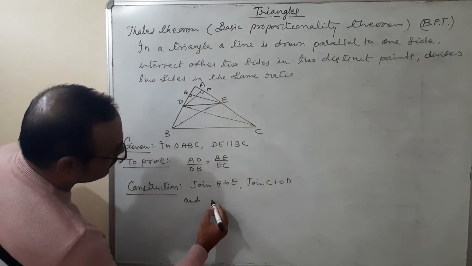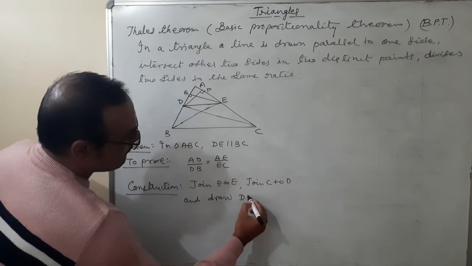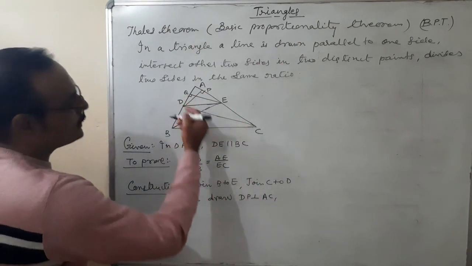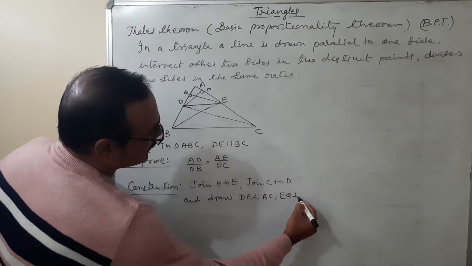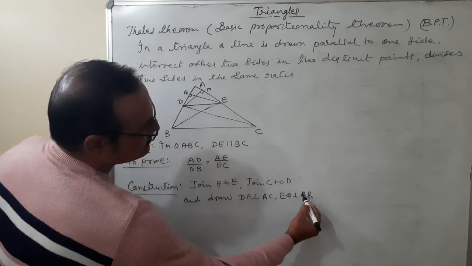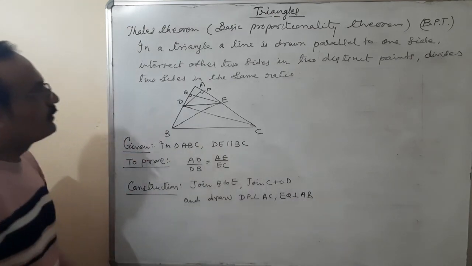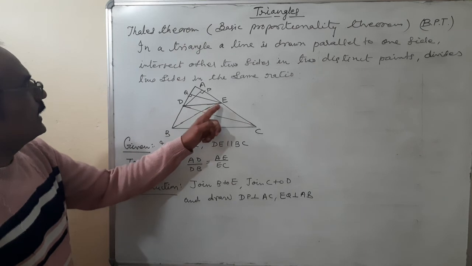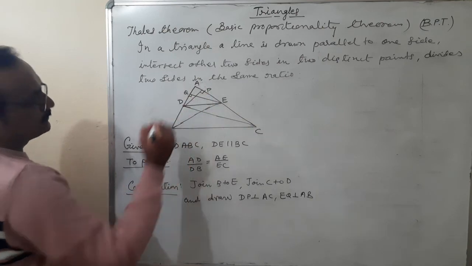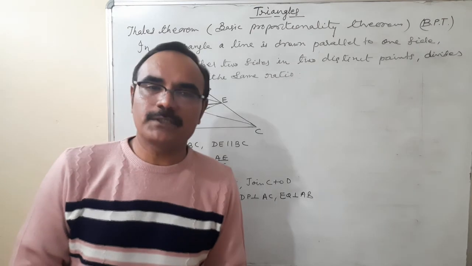And draw DP perpendicular on AC, EQ perpendicular on AB. DP perpendicular on AC and EQ perpendicular on AB. Given, to prove and construction. After that, the most important part of the theorem, that is proof.